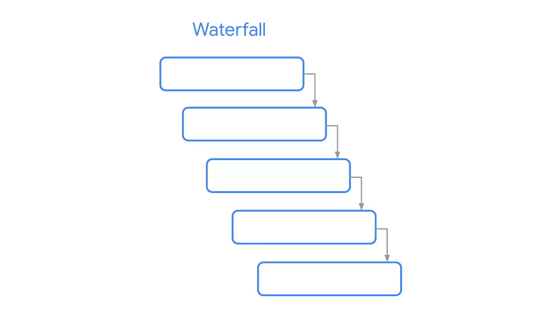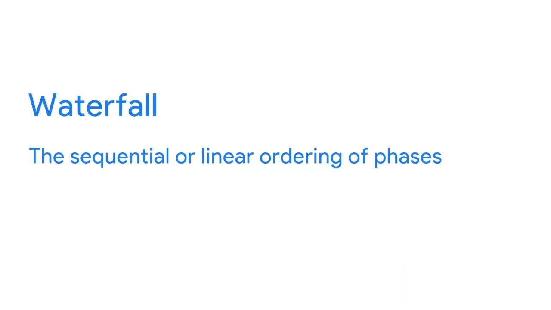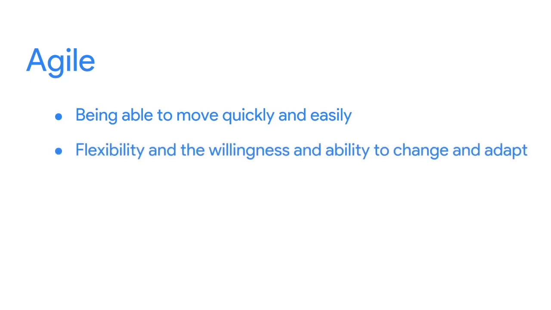Ready? Let's get started. To quickly review, waterfall is a popular project management methodology that refers to the sequential or linear ordering of phases. You complete one phase at a time, not proceeding to the next until it is done. Then, you move down the line, like a waterfall, starting at the top of a mountain and traveling to the bottom. The term Agile refers to being able to move quickly and easily. It also refers to flexibility and the willingness and ability to change and adapt.